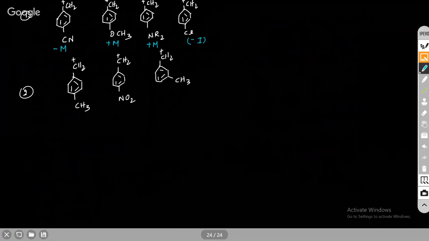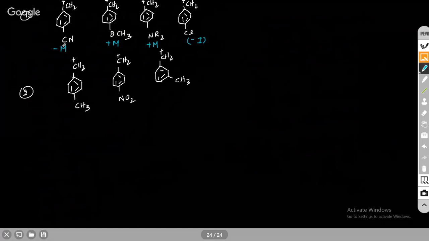So the positive charge density will increase and hence it is a destabilizing factor. Plus M are electron releasing, so it is a stabilizing factor. So obviously B or C is more stable than A and D, correct? Yes, right, Vaishnavi. Minus I is dominating for halogen. Correct. So B and C are more stable than A and D.